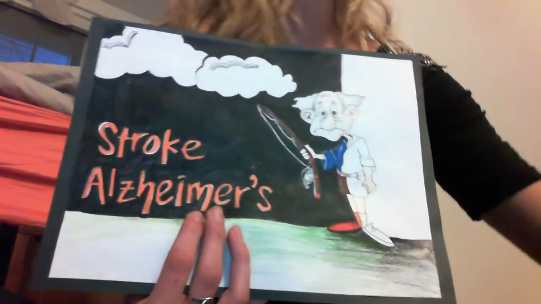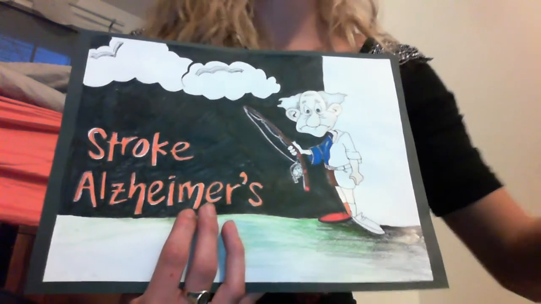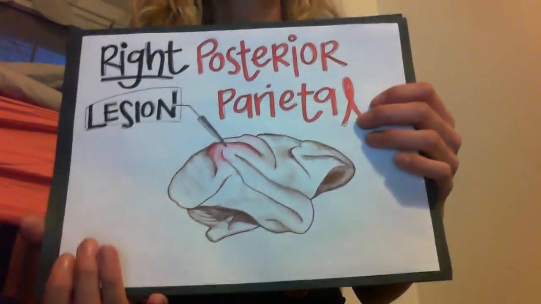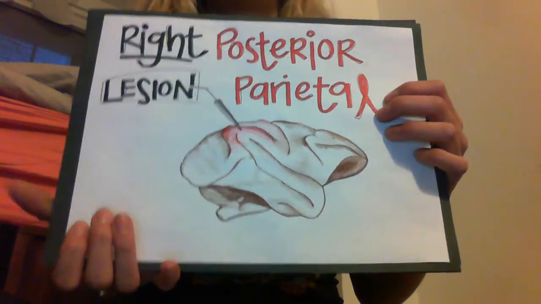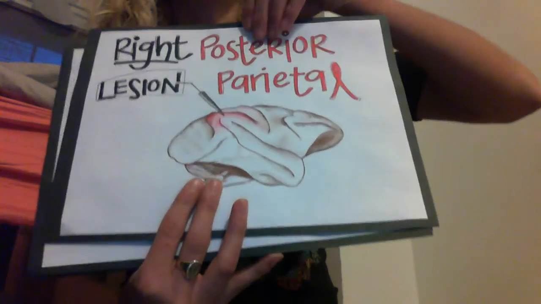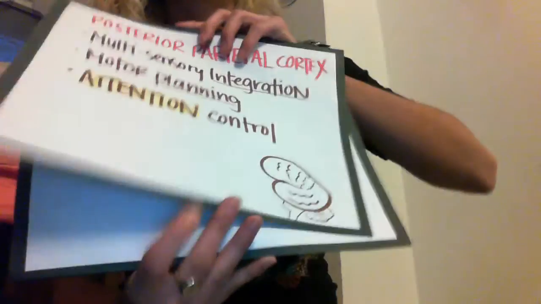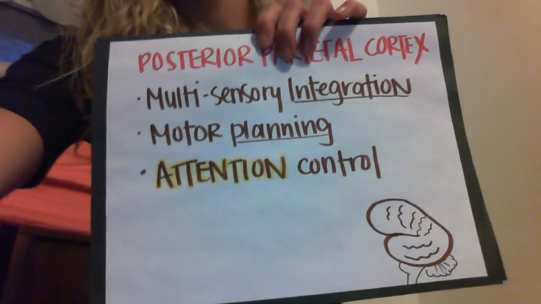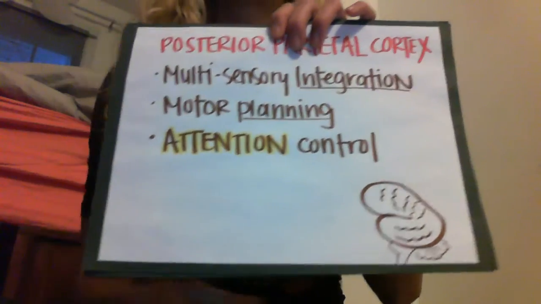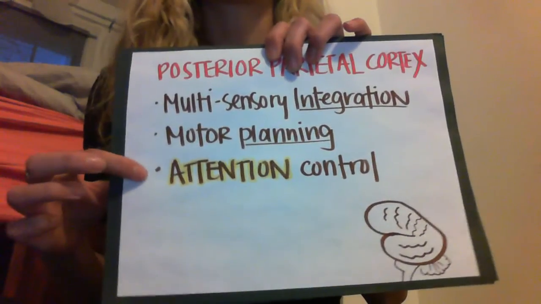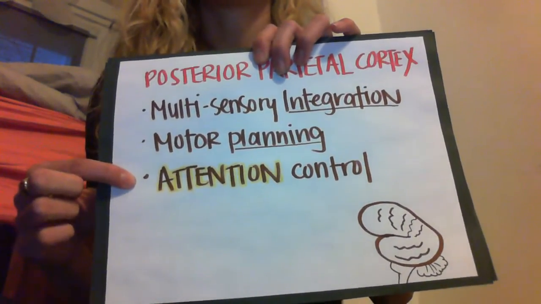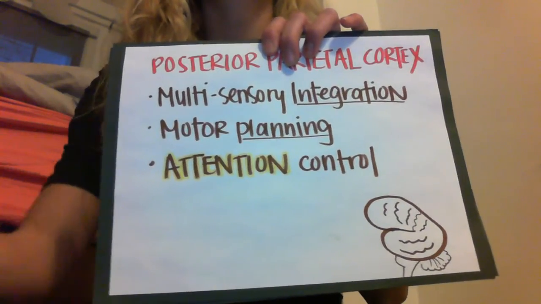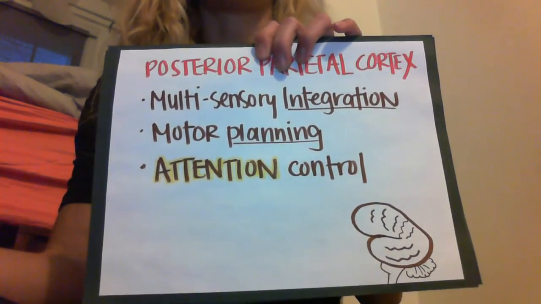So just to rewind, let's look at the type of lesion that causes this neglect. A right posterior parietal lesion. Now, the posterior parietal lobe, Brodmann areas 5 and 7, is responsible for multisensory integration, motor planning, and attention control. So this part's really important, attention control. So, with a lesion to the right posterior parietal lobe, attention control to the left side is deteriorated.